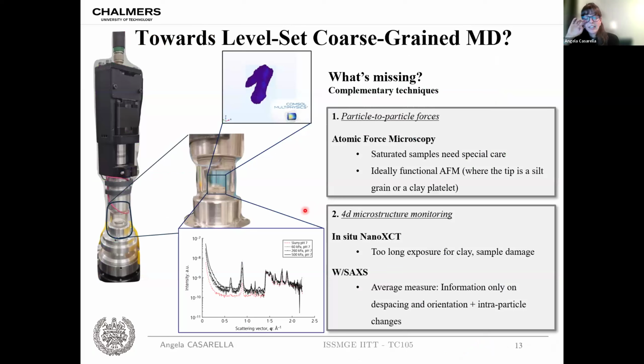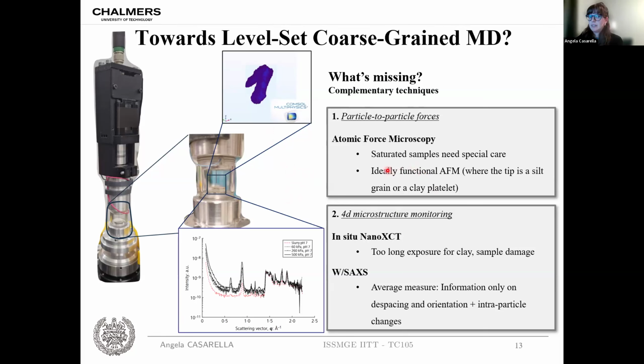Indeed, I will conclude by saying that there is a possibility, at least for this monomineral, monogranular clay that we have been studying in this context, to move towards level set coarse-grained molecular dynamics and try to simulate, to mimic, the same process that we do for coarse-grained materials. What's missing though? Since clay is very much different from sand, some complementary techniques are required to study and to inform this level set coarse-grained molecular dynamics.